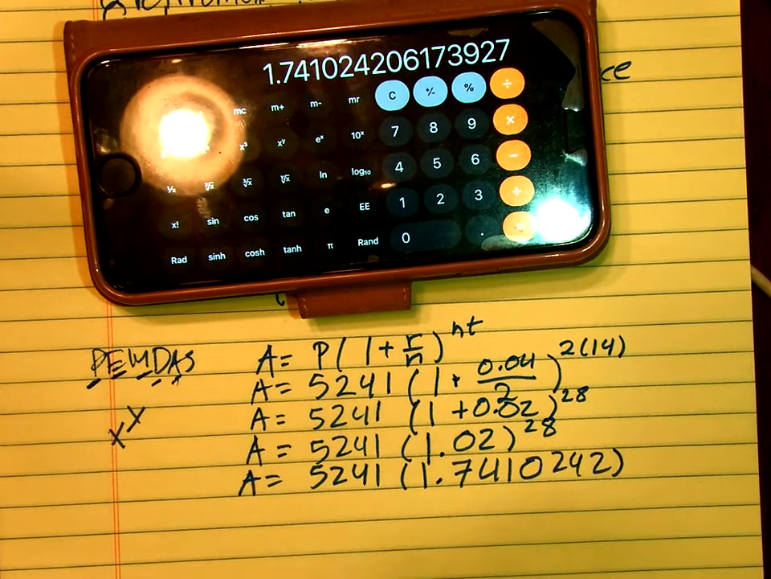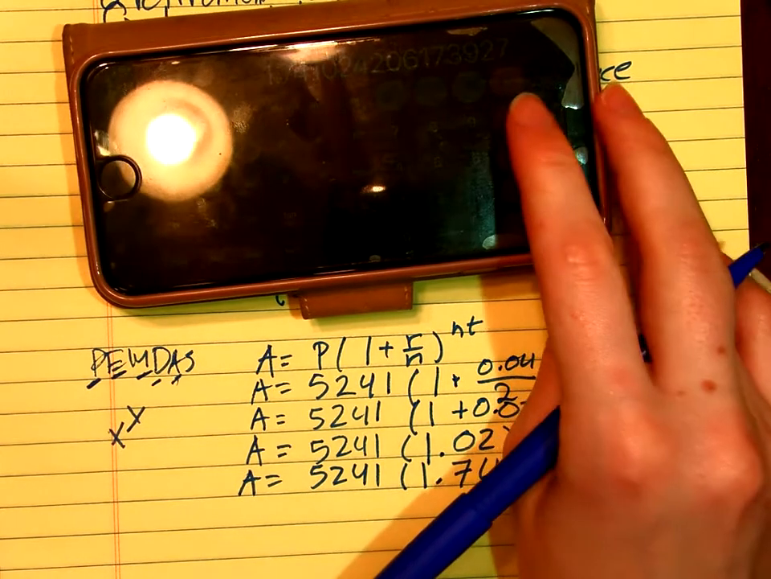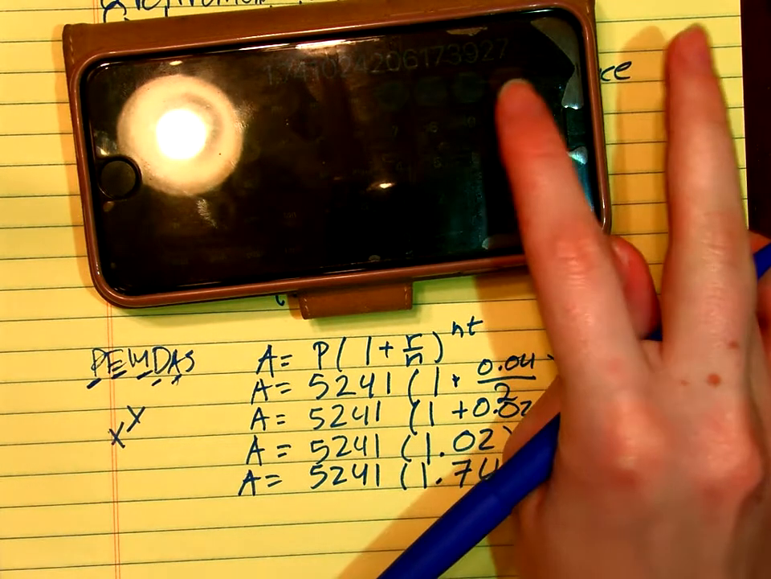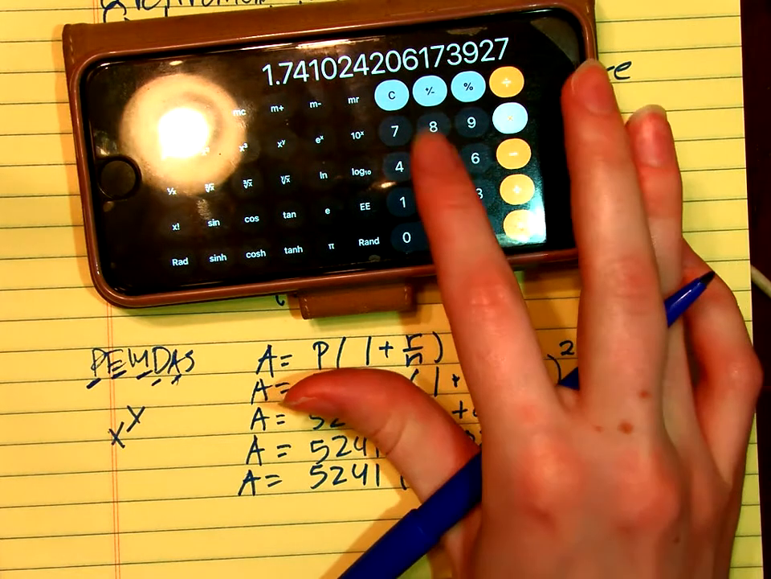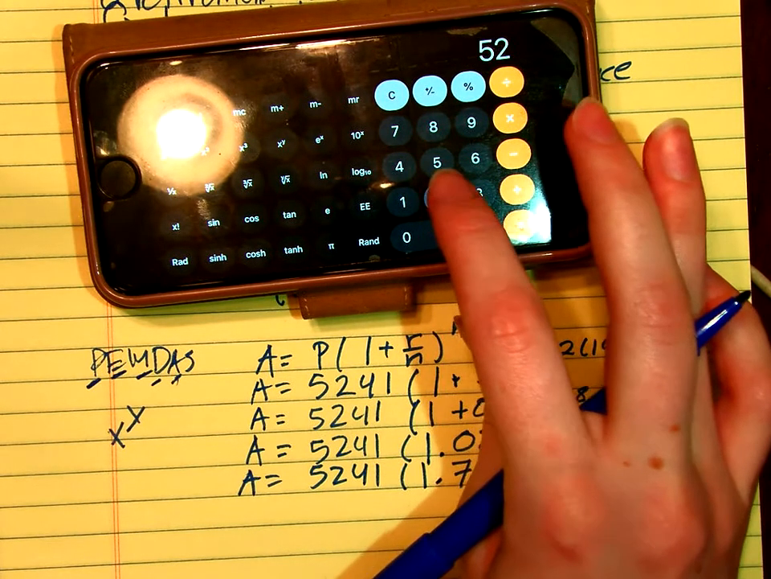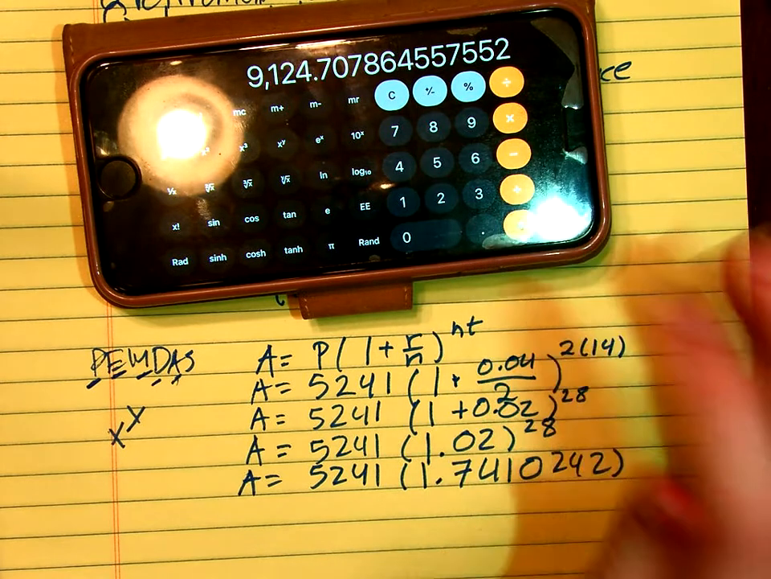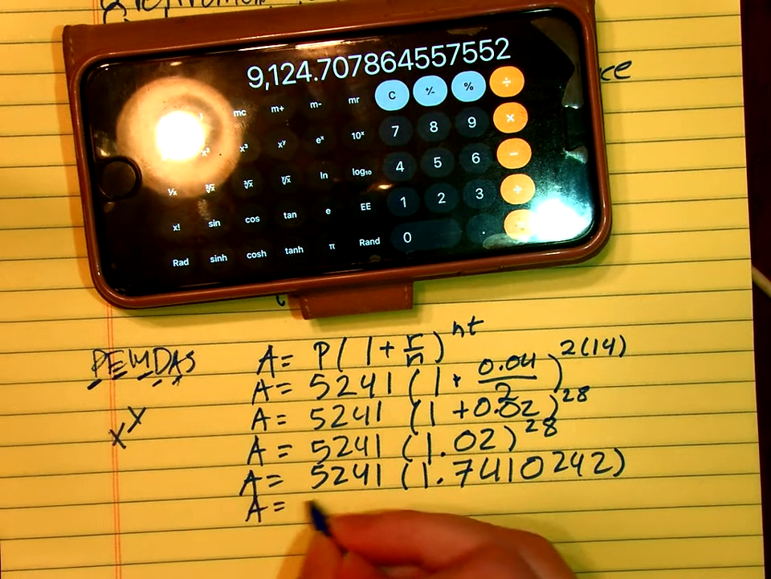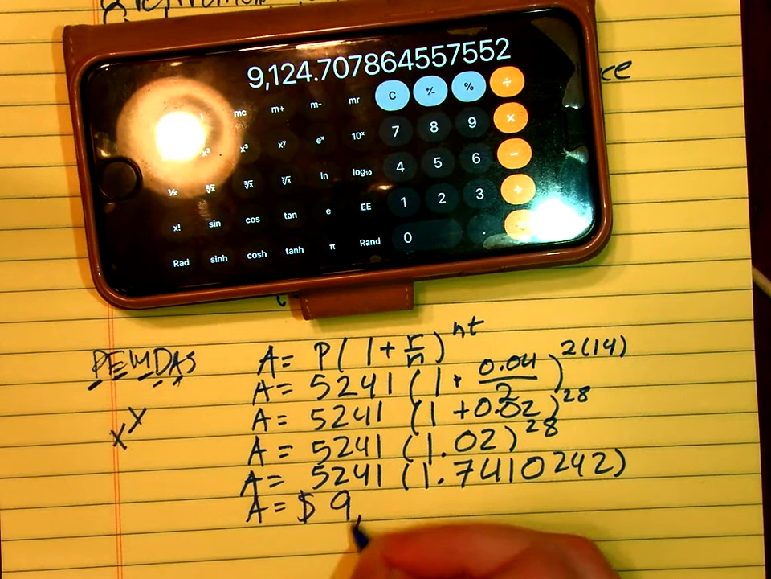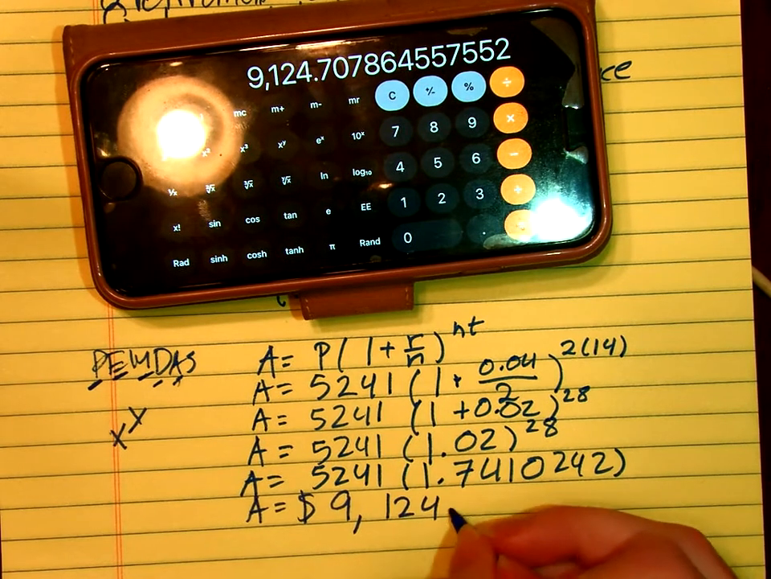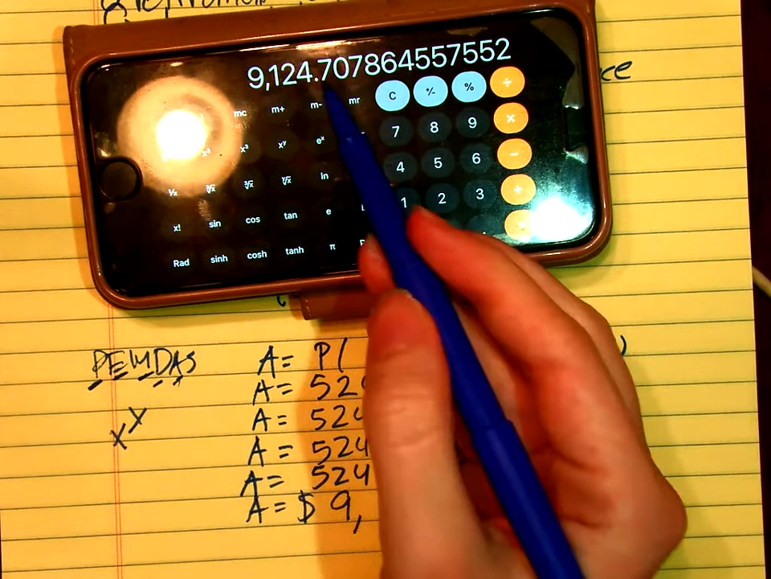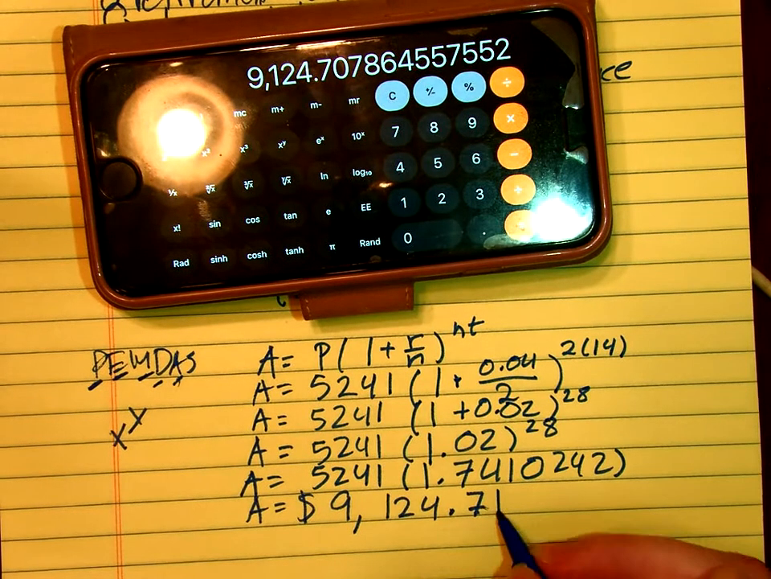1.7410242. Just write a whole bunch of decimals. Just be obnoxious. You don't need all of them, but do 5 or 6 times 5,241 equals. So my ending amount is 9,124.7. That 0 rounds up because that's a 7 behind it, 1.